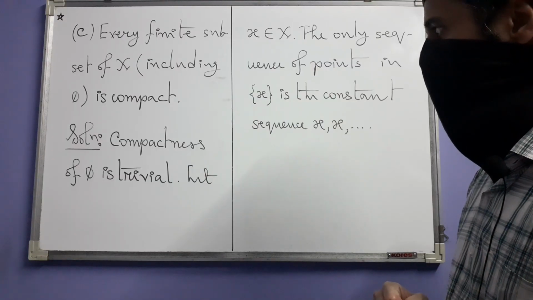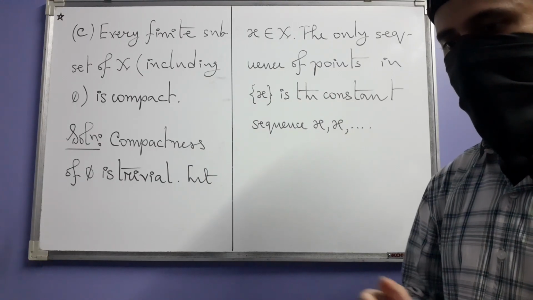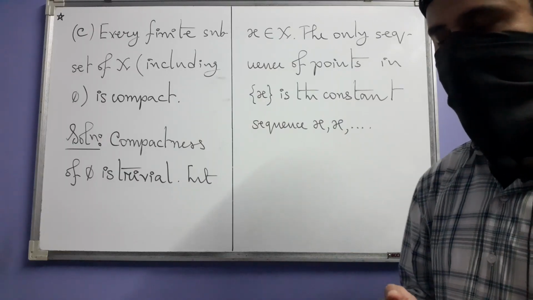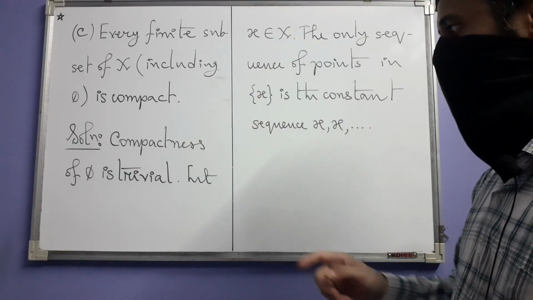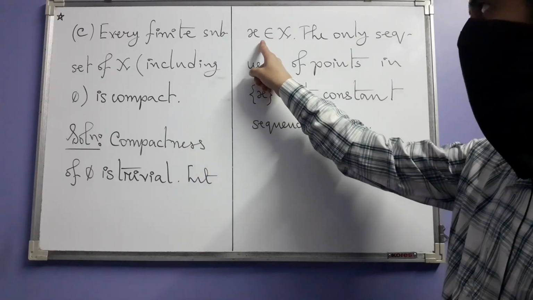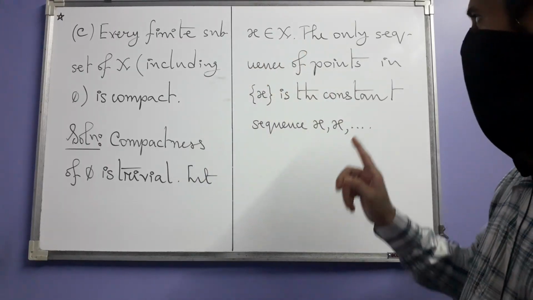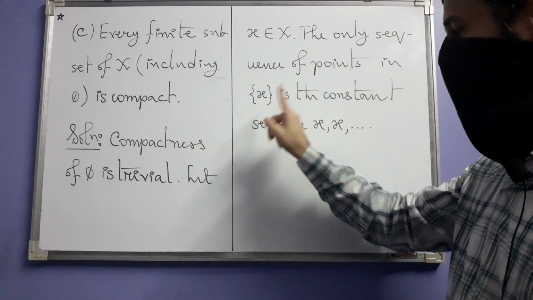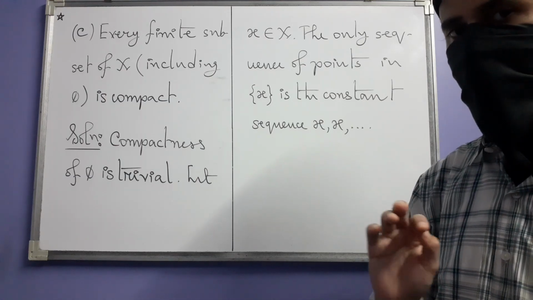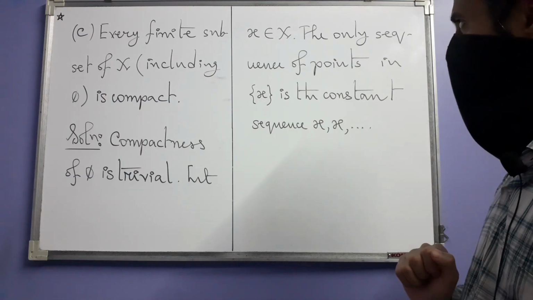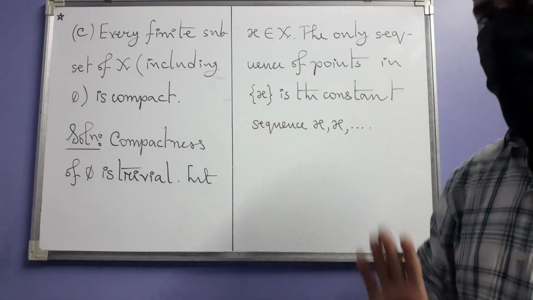For that, we apply a trick. We don't go for a general finite set, non-empty finite set. Instead, what we do, we consider any point x in X, and then we consider this one point set having its only point x. Let's show that this is compact.